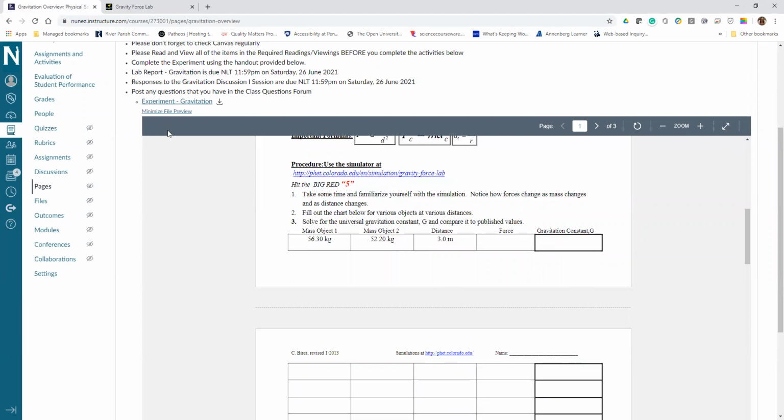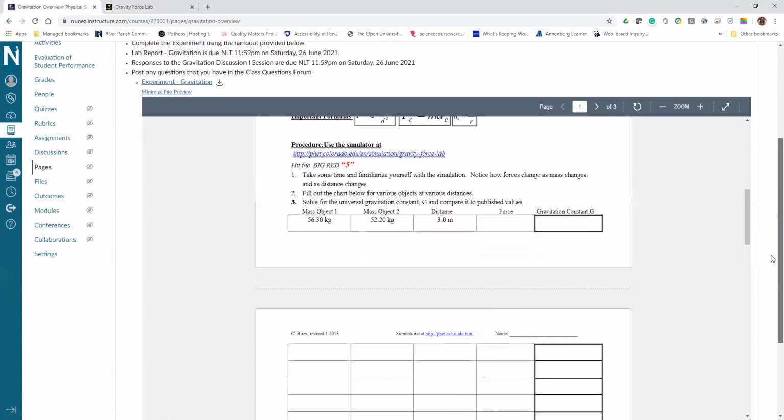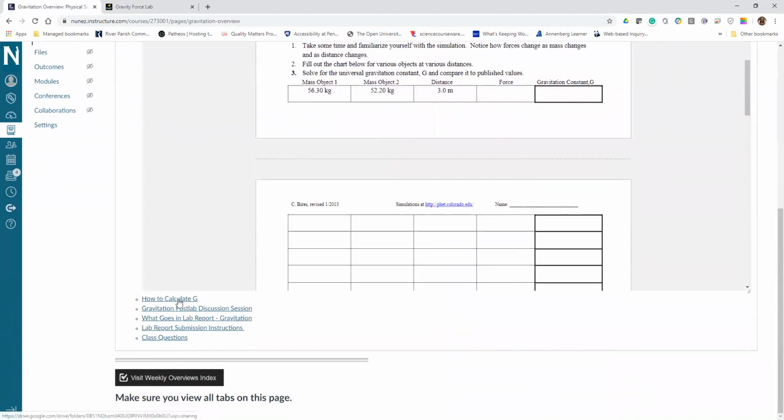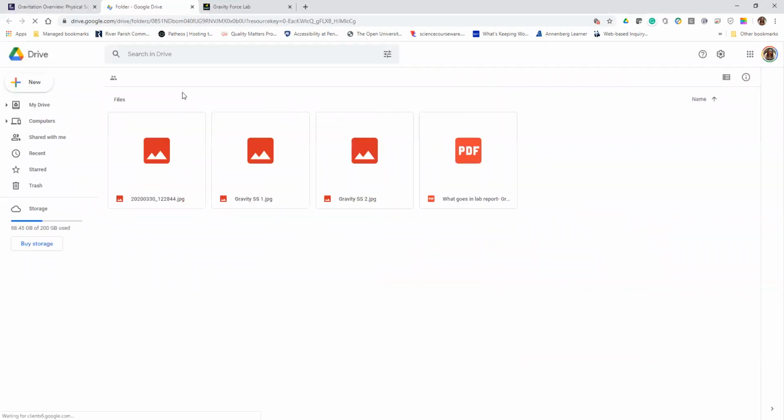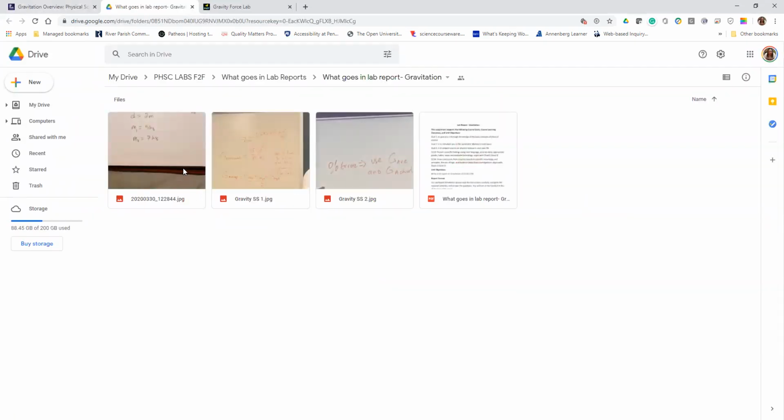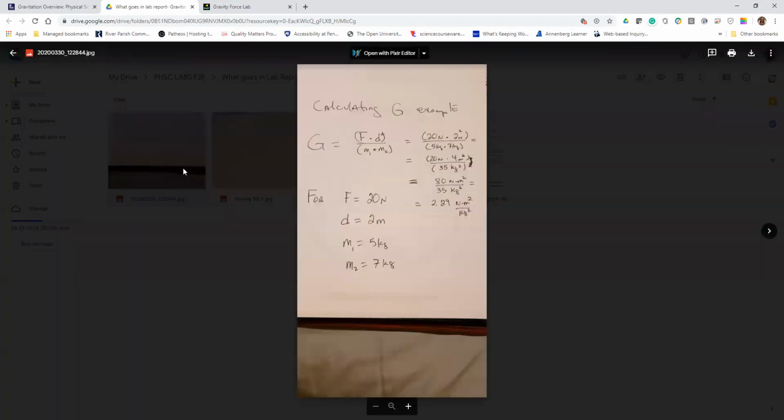Now, some students were having difficulty with calculating big G, so I gave you a handout here on how to calculate big G. This is an example of how you calculate big G. So I'm using a force of 20 newtons. Imagine that this value would have come from the simulator. D is the distance between them. D or R. Sometimes you see it written with the R, which is typically how I write it, but a lot of books use D for distance.